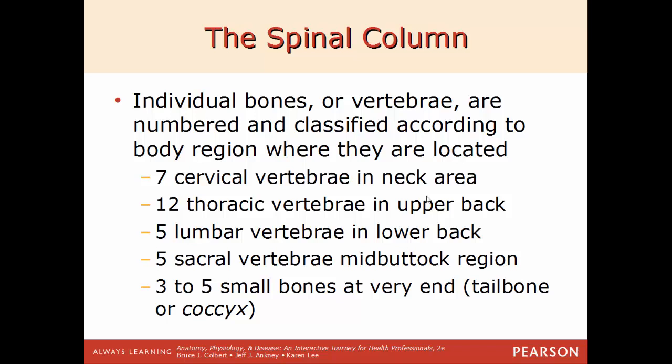The next 5 are the lumbar vertebrae. They are in the lower back. The next group is the sacral vertebrae. These are really 5 fused together vertebrae in one big unit called the sacrum. And the very, very tail end of this will be the tailbone, also called the coccyx. These are 3 to 5 very small bones also that are fused together.